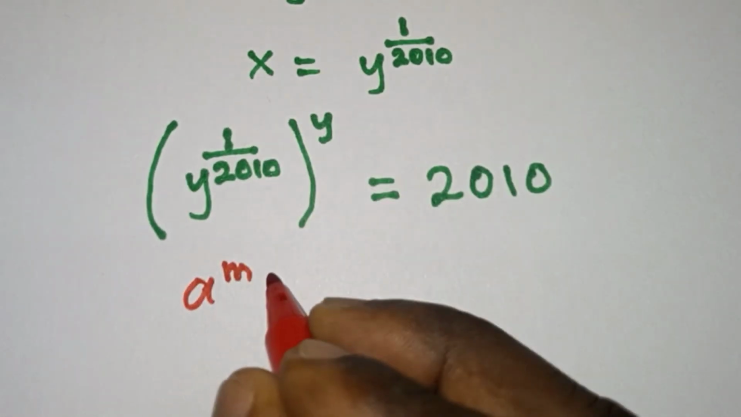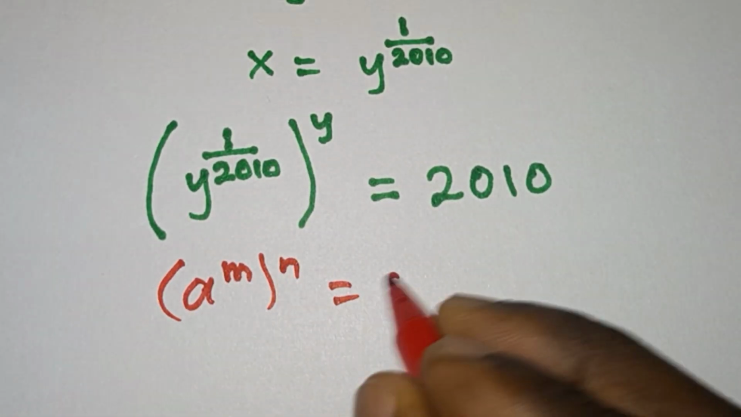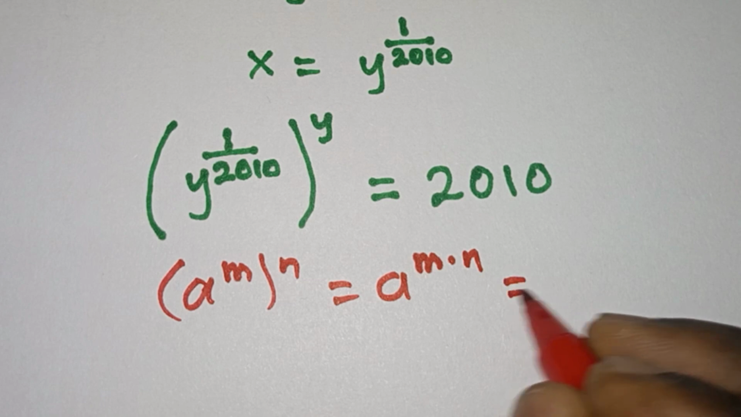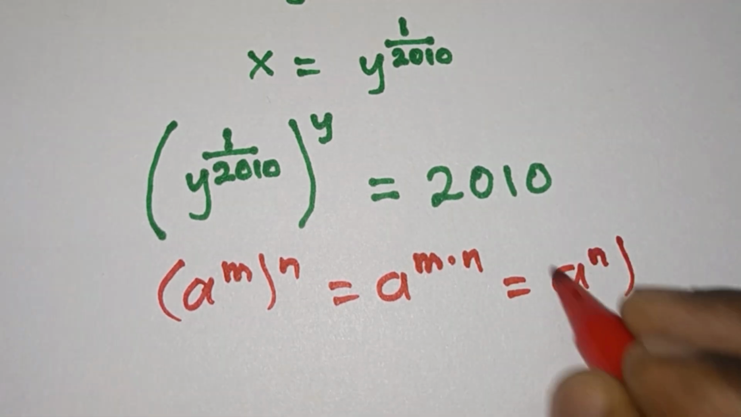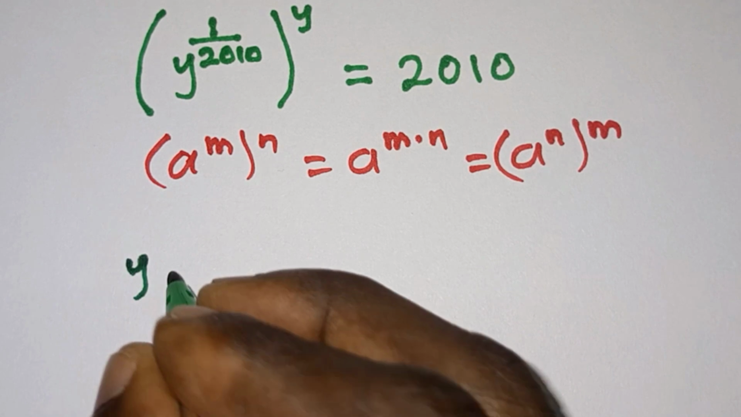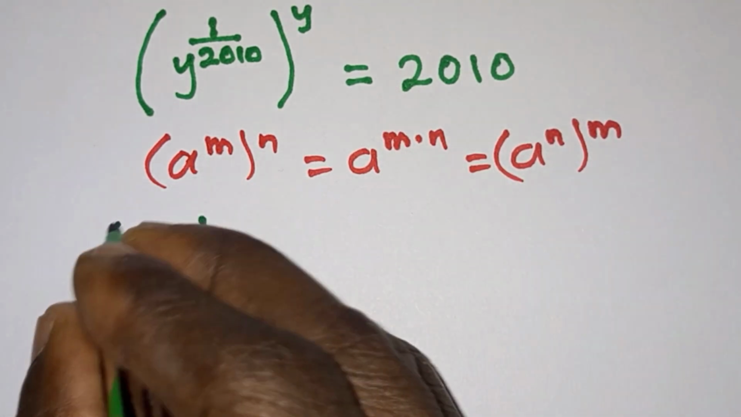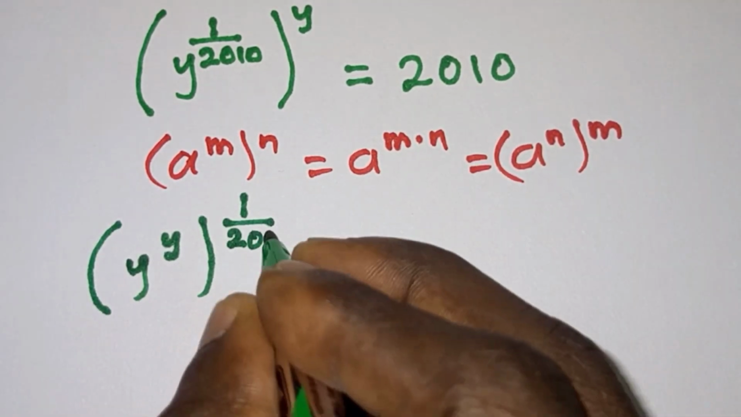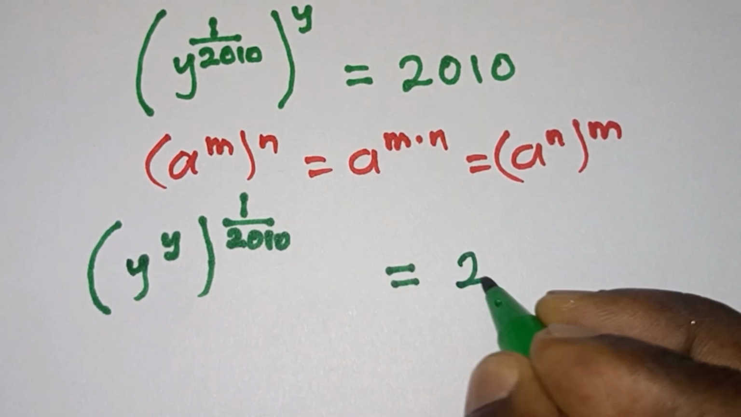Now let's go ahead and apply the power rule, which is a to the power m, all to the power n, is equal to a to the power m times n. And we can also write this as a to the power n, all to the power m, right? So we're going to have y to the power y, all to the power 1 over 2010, is equal to 2010.